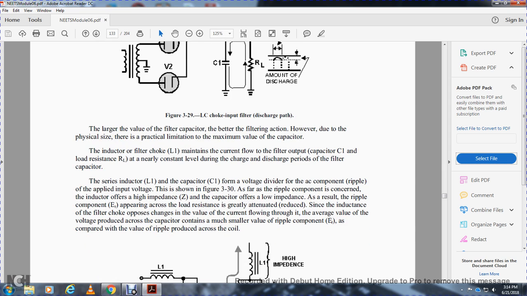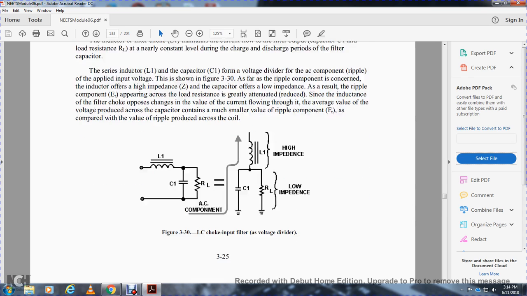The series inductor L1 and the capacitor C1 form a voltage divider for the ripple component applied with the input voltage, shown in figure 3-30. For the ripple component, the inductor offers high impedance and the capacitor offers low impedance. As a result, the ripple component of the voltage appearing across the load resistance is greatly reduced, since the inductance of the filter choke will oppose any change of the current flow through it. The average value of the voltage appears across the capacitor, containing a much smaller ripple component compared with the ripple across the coil.